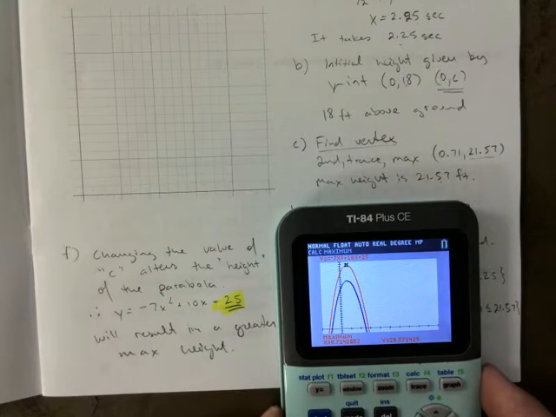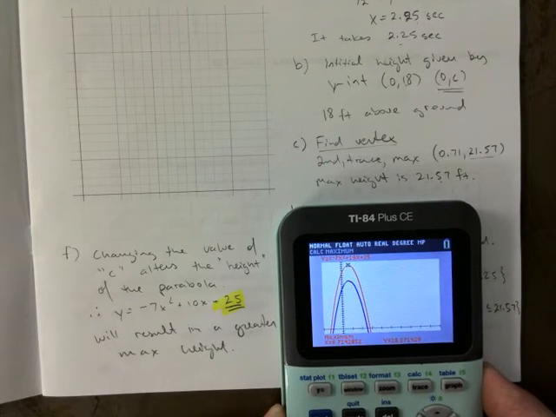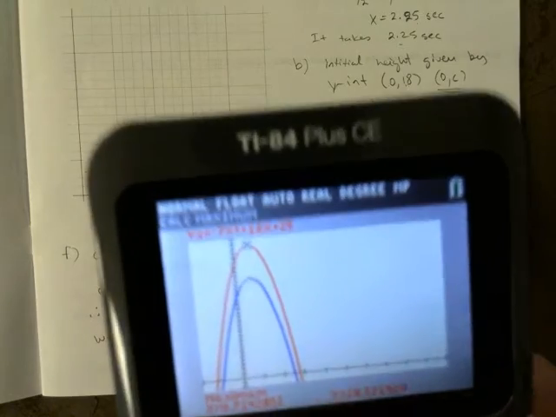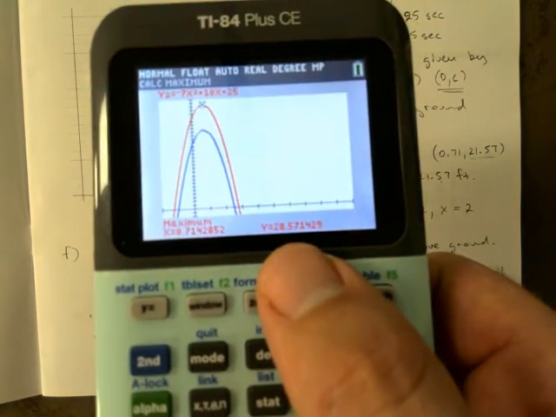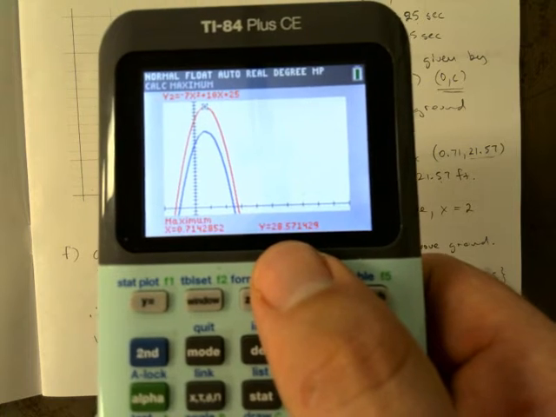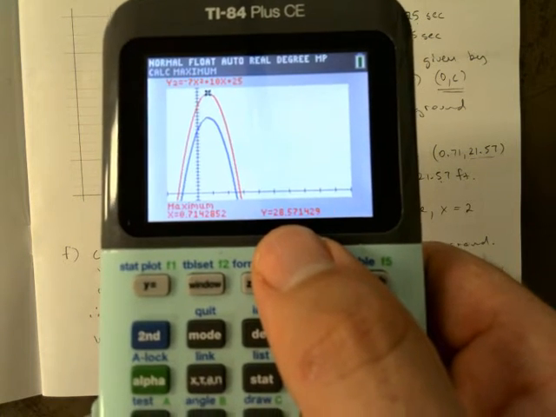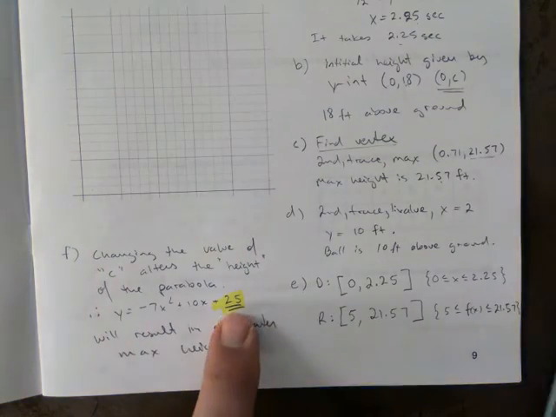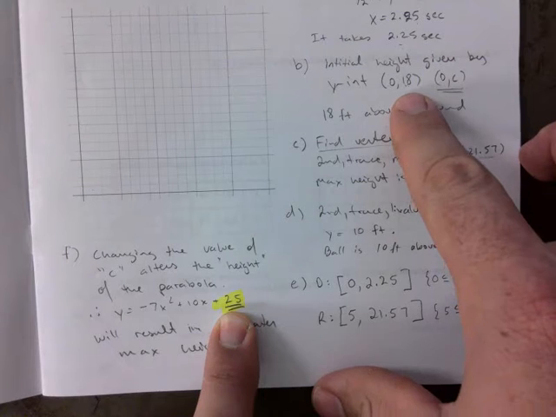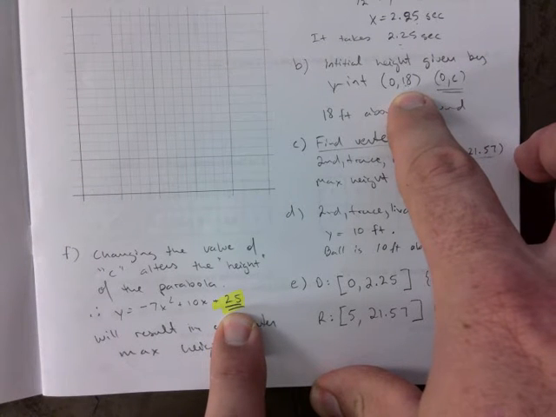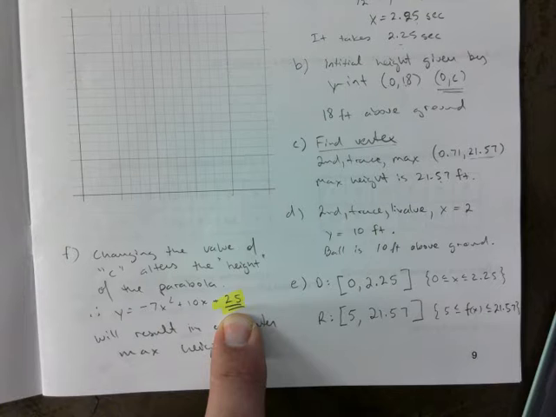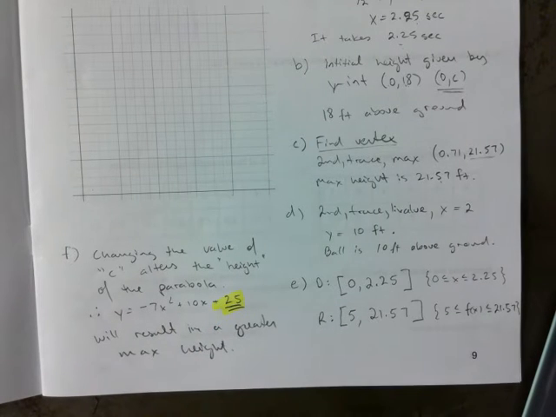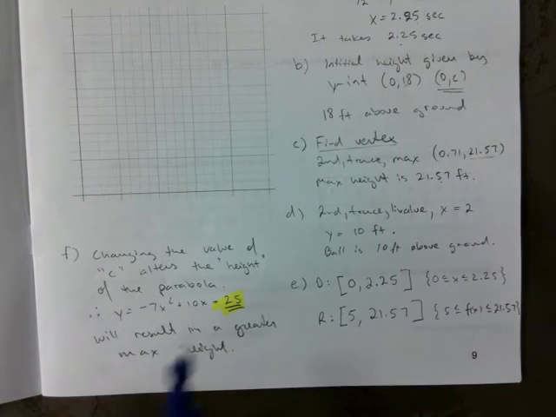How much taller is it? You see that? You can probably not see it. It's 28.57. Do you see that? Earlier it was 21.57. And it went up by 7 units. And if you notice our y, like earlier was plus 18, now it's plus 25, it actually went up by 7 units. So if you increase this by 7, so will every other point in that parabola. So the vertex will be higher by 7 units, right?